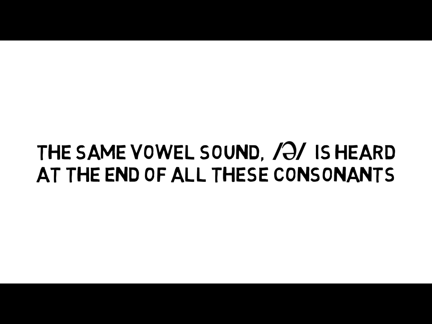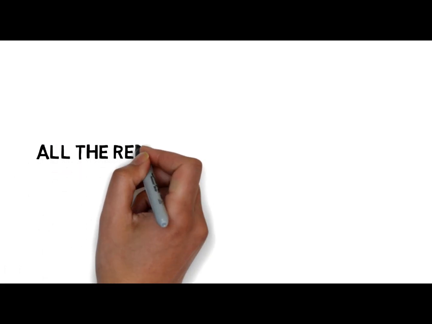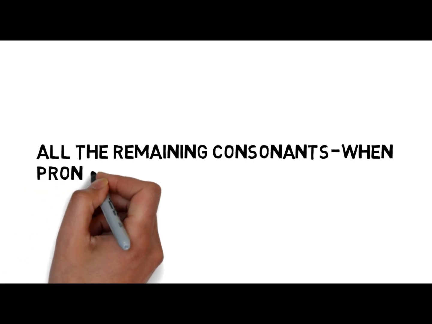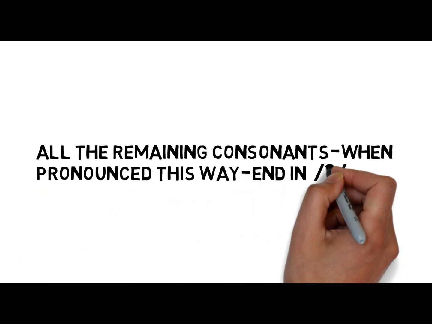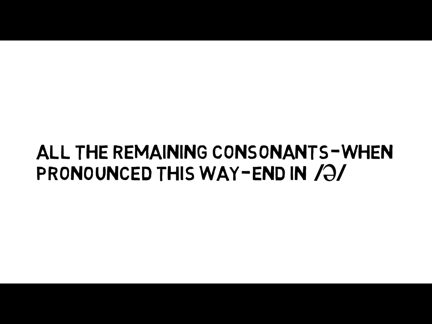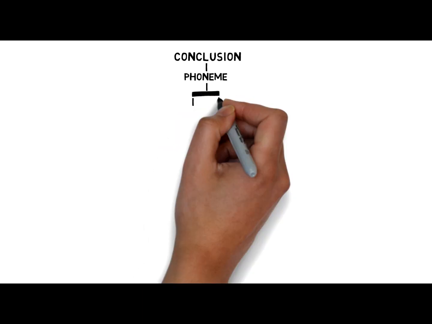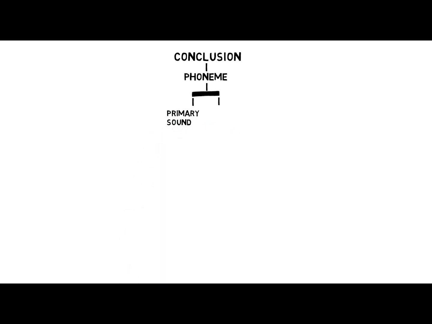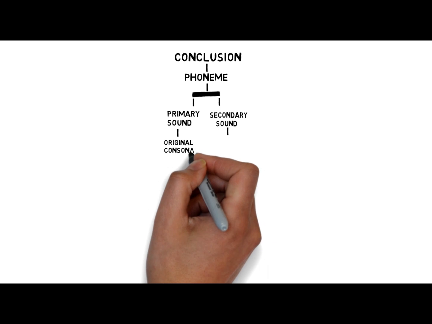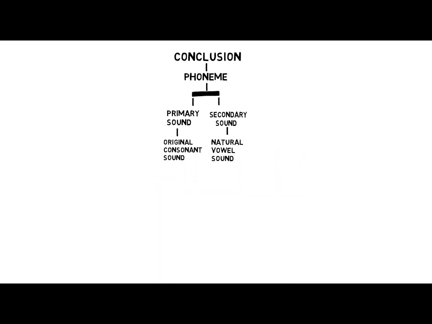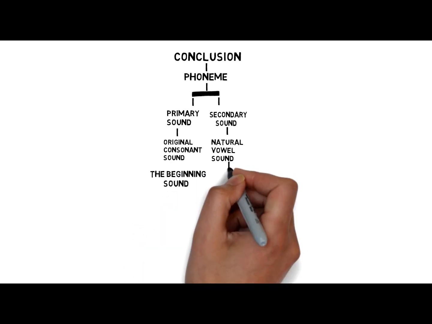If we take all the remaining phonemes one by one, we find all of them ending in the same vowel sound, that is a. This feature leads us to draw a conclusion that all consonant phonemes are made up of two sounds. One is the primary sound and the other is the secondary sound. The primary sound is the original or unique consonant sound, whereas the secondary sound is the naturally flowing out vowel sound. The primary sound is the one that we have produced intentionally. The secondary sound is the one that we haven't produced intentionally or voluntarily.